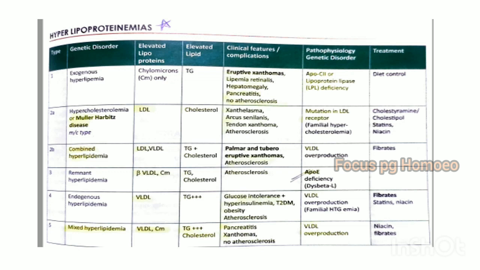Next is endogenous hyperlipidemia, which has elevated VLDL. Triglycerides are raised. Glucose intolerance is present, hyperinsulinemia is present, type 2 diabetes mellitus, obesity and atherosclerosis are present. There is overproduction of VLDL lipoproteins.